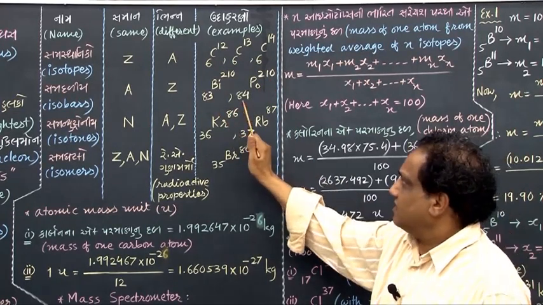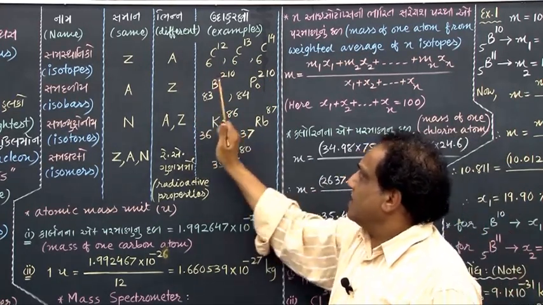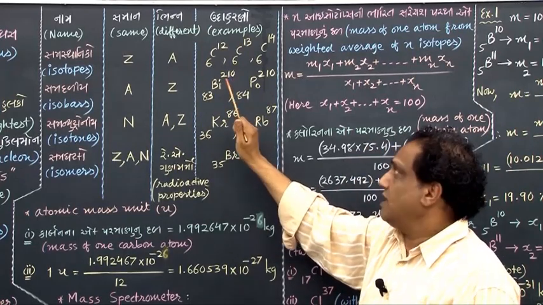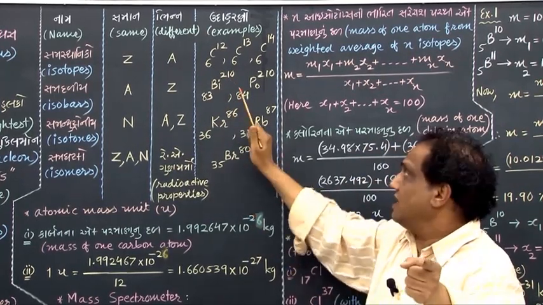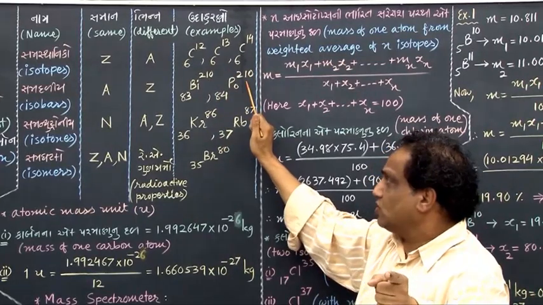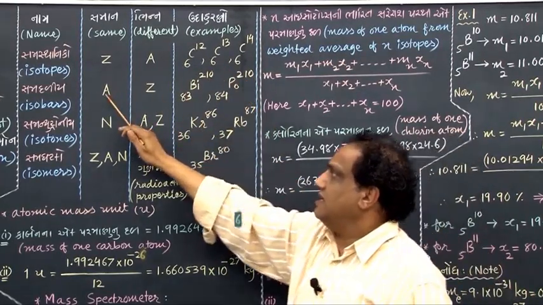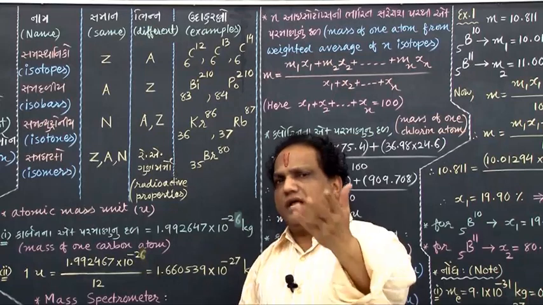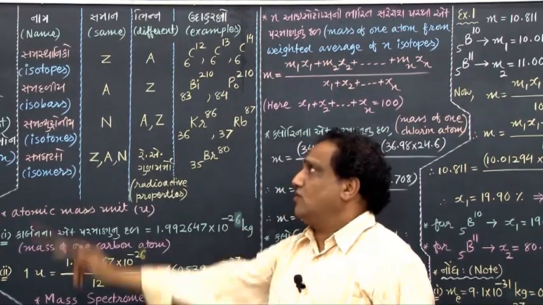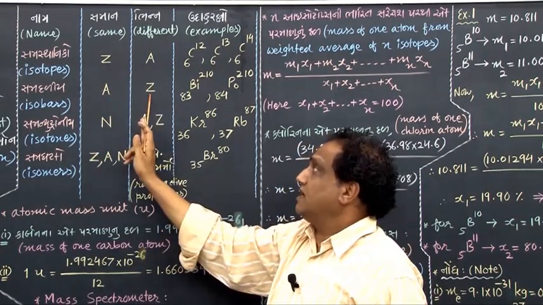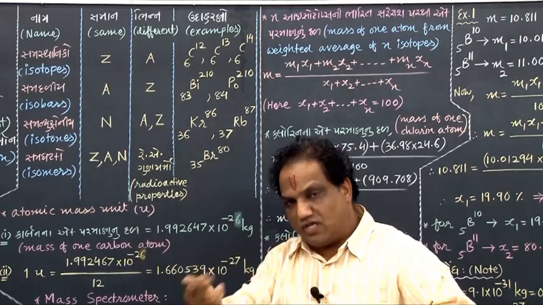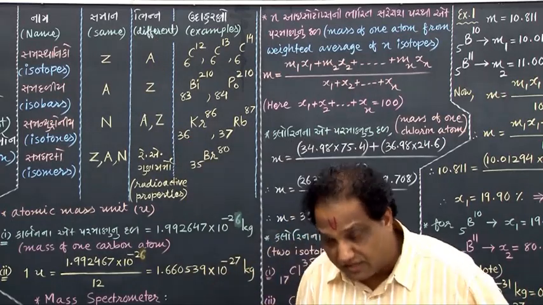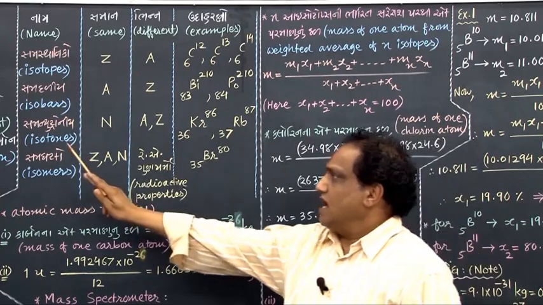Z is different. But look at the number written above the symbol. What is it? 210 here also, 210 here also. So atomic mass number is same. Atoms for the nuclei of which atomic mass number is same but atomic number is different are called isobars of each other.